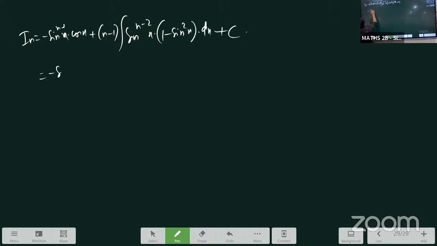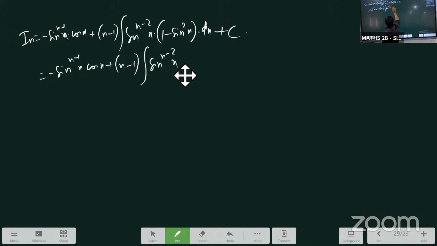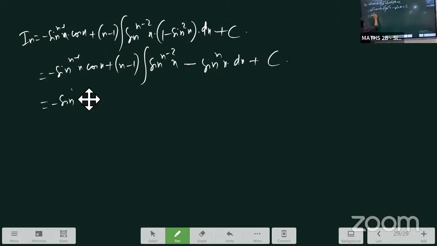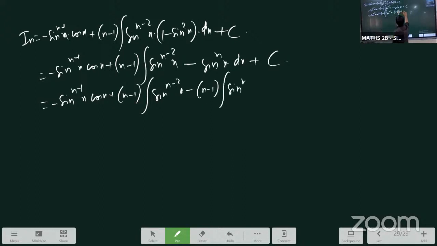Is it clear? So minus sin to the power n minus 1 x cos x plus n minus 1 into sin to the power n minus 2 x into 1 is sin to the power n minus 2 x, minus sin to the power n minus 2 x into sin square x is sin power n x dx plus c. Now that is minus sin to the power n minus 1 x cos x plus n minus 1. Separate your integration. Minus n minus 1 sin power n x dx plus c.